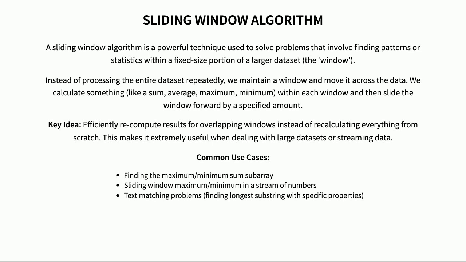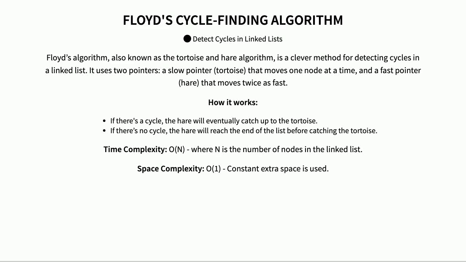Okay, let's talk about Floyd's algorithm, a really cool trick for finding cycles in linked lists. It's like having two runners on a track, one slow and steady, the tortoise, and another super fast, the hare. If there's a loop or cycle in the list, the hare will eventually lap the tortoise. If there isn't a cycle, the hare just runs until it hits the end of the list. It's amazingly efficient. It only takes us through each node once and uses very little memory.